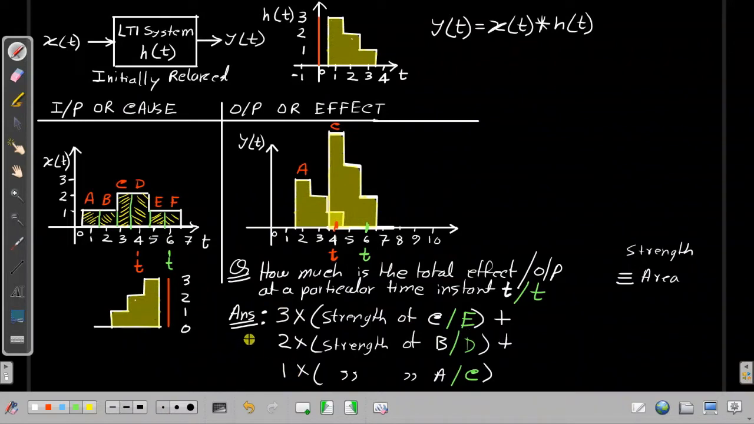Now I shall tell you the exact process of how to do that with another example. This example was to give you the idea of how to flip this impulse response to get the total, aggregated effect at any particular time instant.